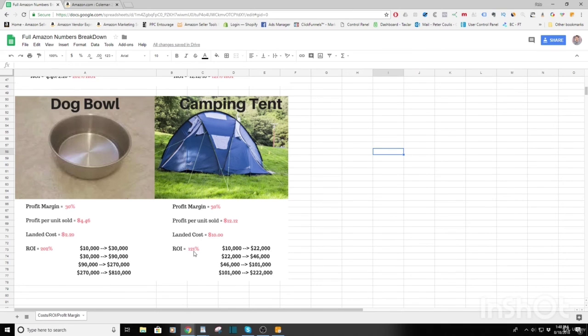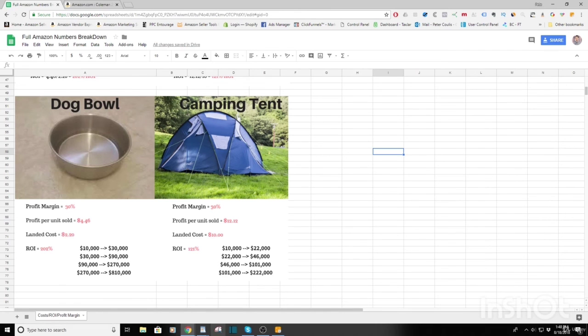But look at the difference with the 121 as compared to the 202. Our 10,000 only gets turned into 22. Our 22 gets turned into 46. Our 46 gets turned into 101. Our 101 gets turned into 222. Do you see this difference right here?